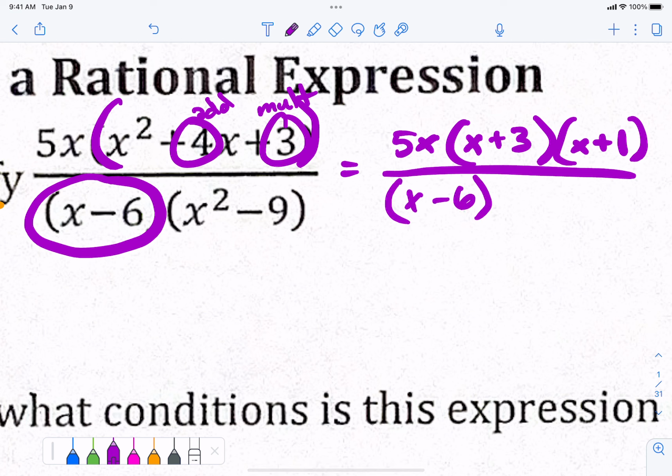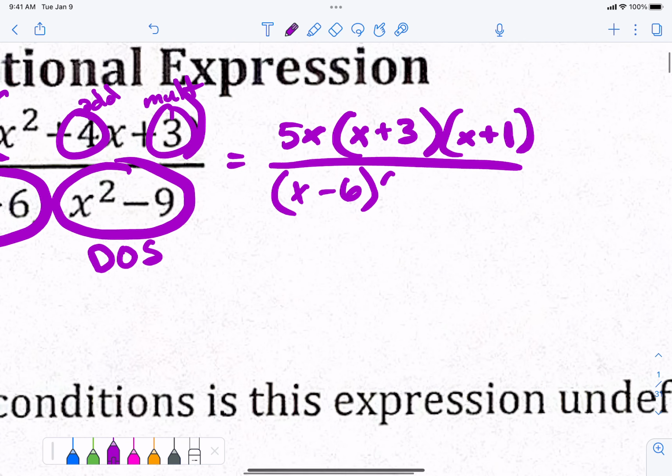Nothing, so we leave it, right? X minus 6 is broken down. It's got nothing to do with the rest. What about x squared minus 9? It's a difference of squares, okay? Difference of squares is two pieces. How does x squared minus 9 break down? X plus 3 and x minus 3, right? 3 and negative 3 make 9, or negative 9, I guess. Do you see how that works?